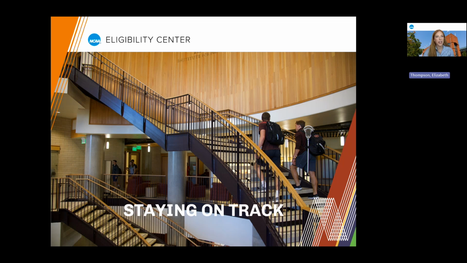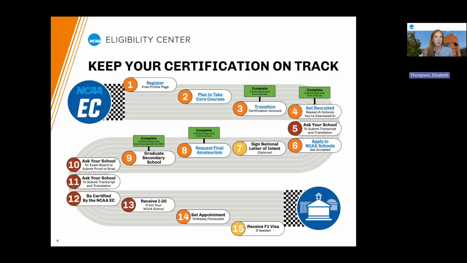First, let's talk about staying on track with the Eligibility Center and the eligibility process. This is a really great visual that helps walk you through everything that you should keep on track with throughout navigating the process of looking for and attending an NCAA school. So you'll see step 1 at the beginning of that track is the NCAA Eligibility Center, or what you see there as EC for Eligibility Center. Step 1 right off the blocks is to register with the NCAA Eligibility Center.